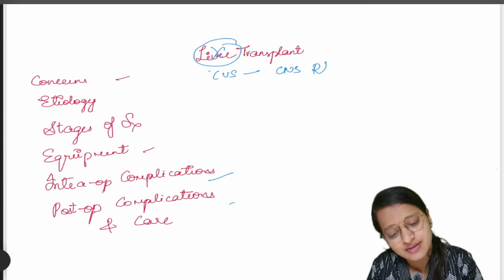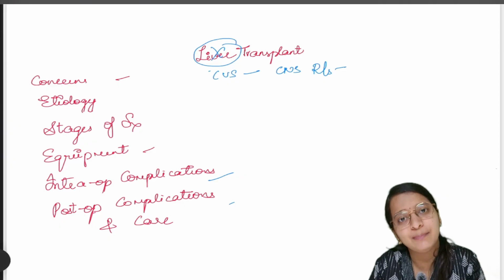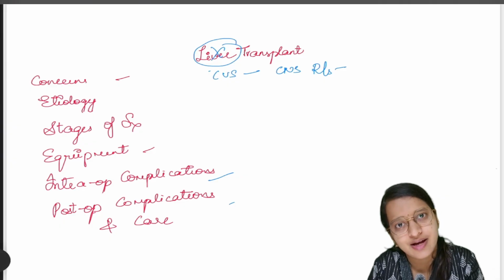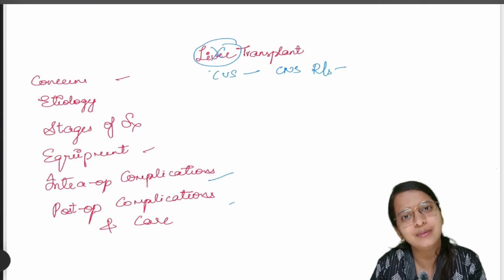Coming to respiratory system, there might be hepatopulmonary syndrome or portopulmonary hypertension, hepatic hydrothorax, and due to massive ascites, there might be atelectasis and decreased FRC. So during pre-oxygenation, we have to be careful because in these patients, there might be rapid desaturation. So we have to adequately pre-oxygenate the patient.